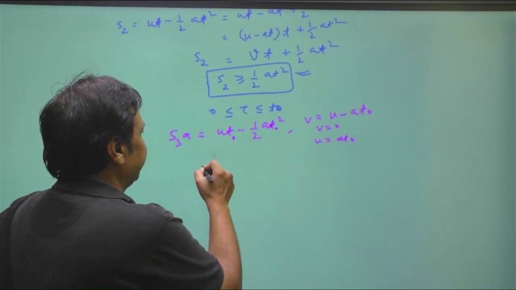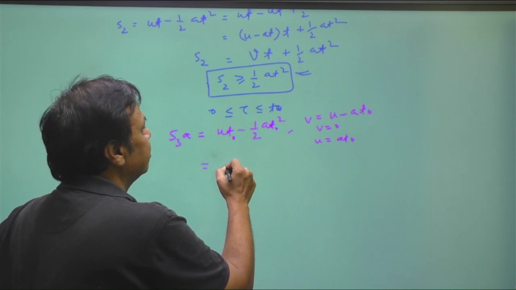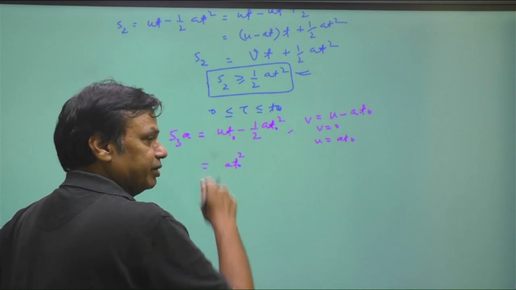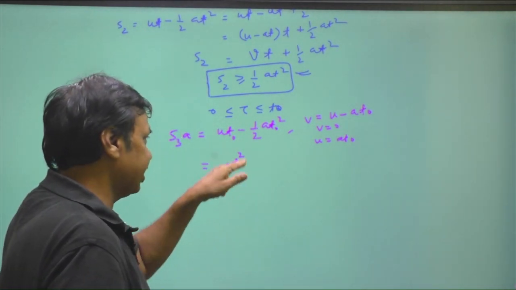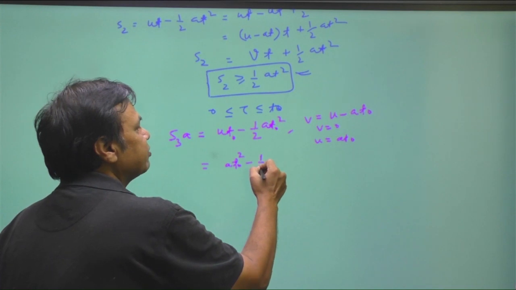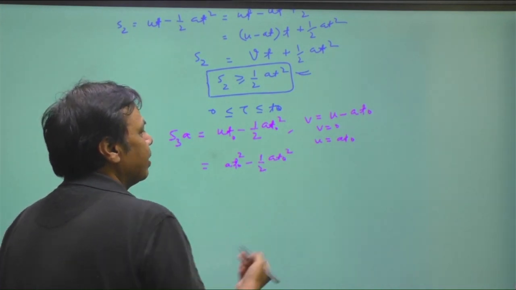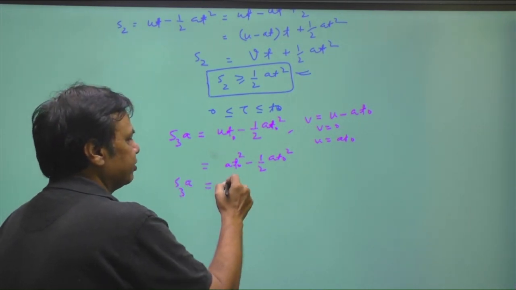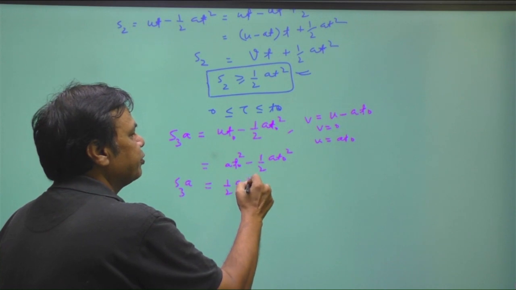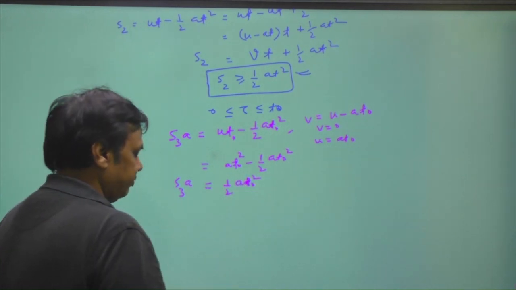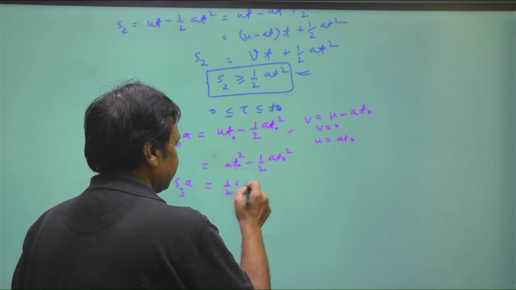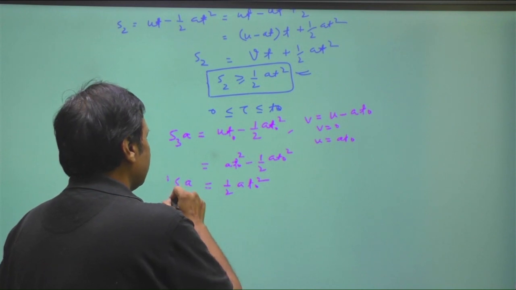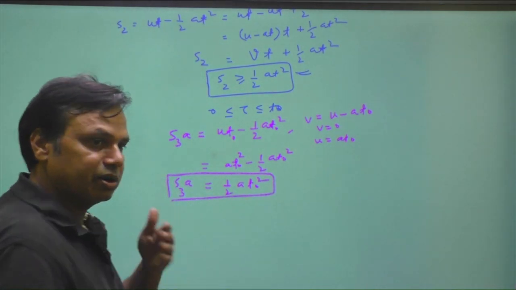That means you can write S3A equals A t naught in place of u, and there is again a t naught, so you will get A t naught square minus half A t naught square, and the result you will get for part 1 of S3 is half A t naught square, only half A t naught square. This is one result.